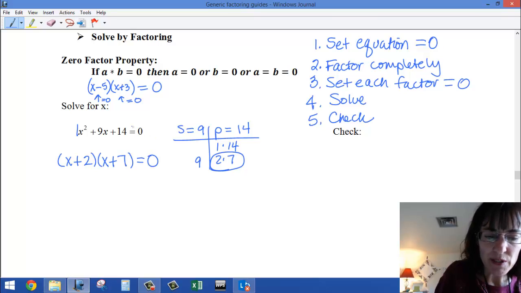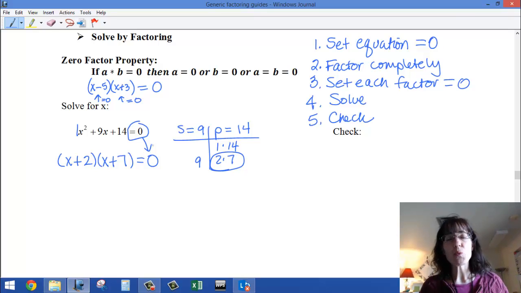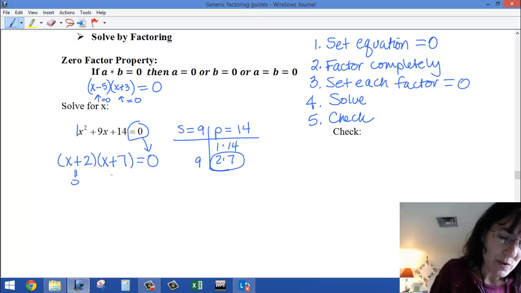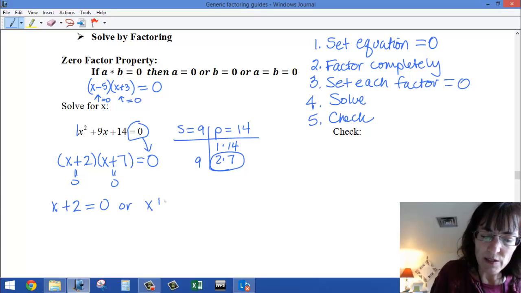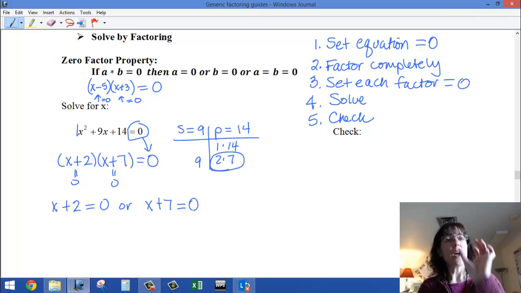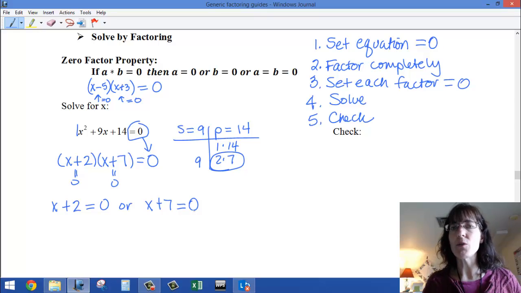And now this time it's different because I have this equals 0 on the end. And this is where this property comes in. If I have two things multiplied set to 0, either one of them is 0 or the other is 0. So I know either this one is 0 or this one is 0. So I'm going to write them each out. x plus 2 equals 0 or x plus 7 equals 0. And even though I have an x, I still know that whole binomial has to be 0, one of those two, so I can set them each to 0 and figure out what values of x will make that happen.